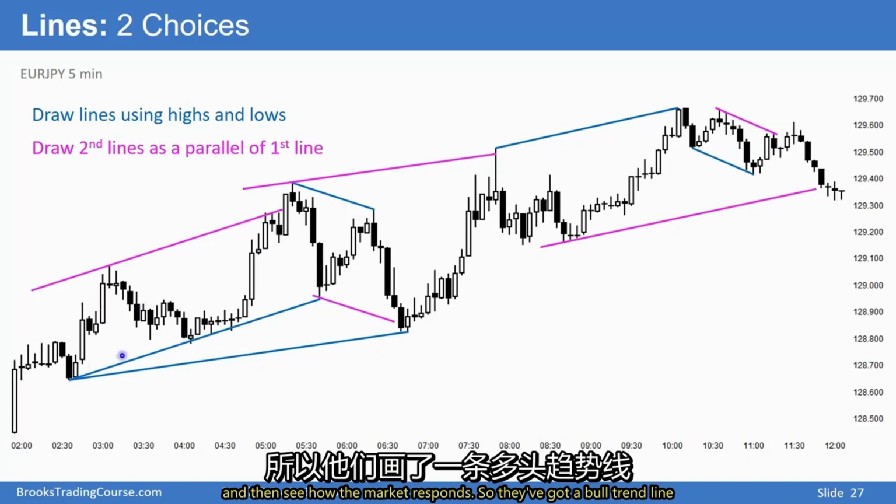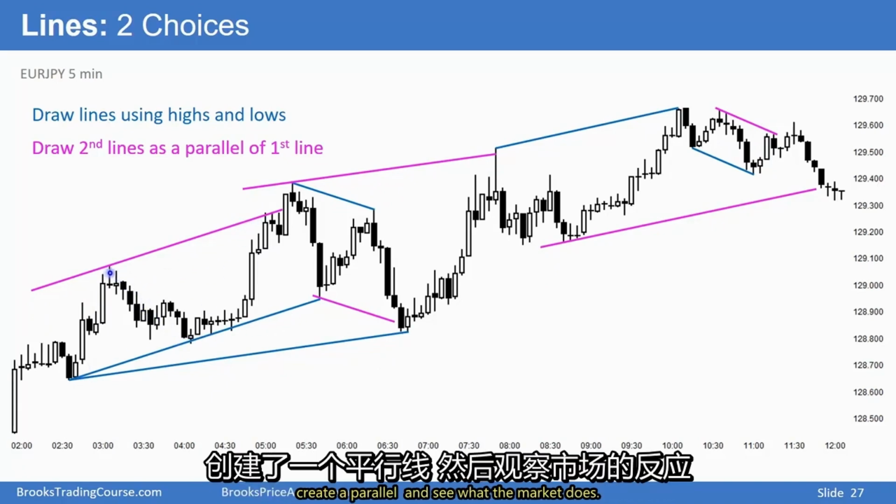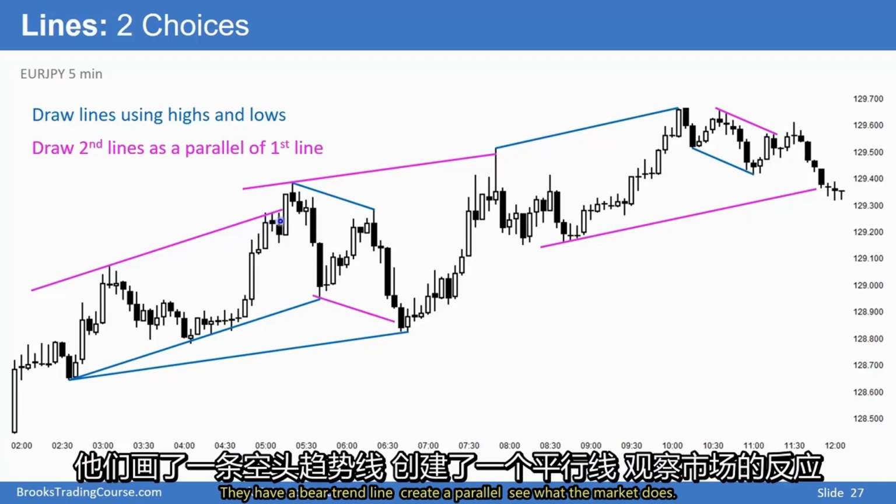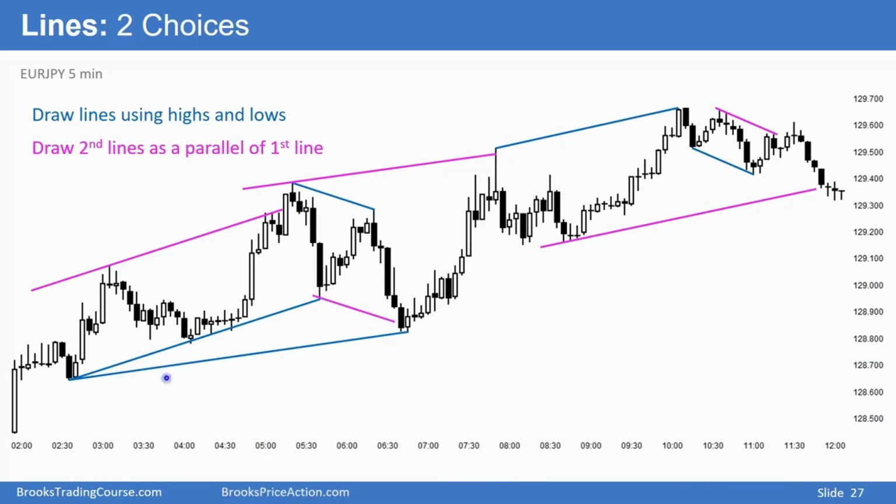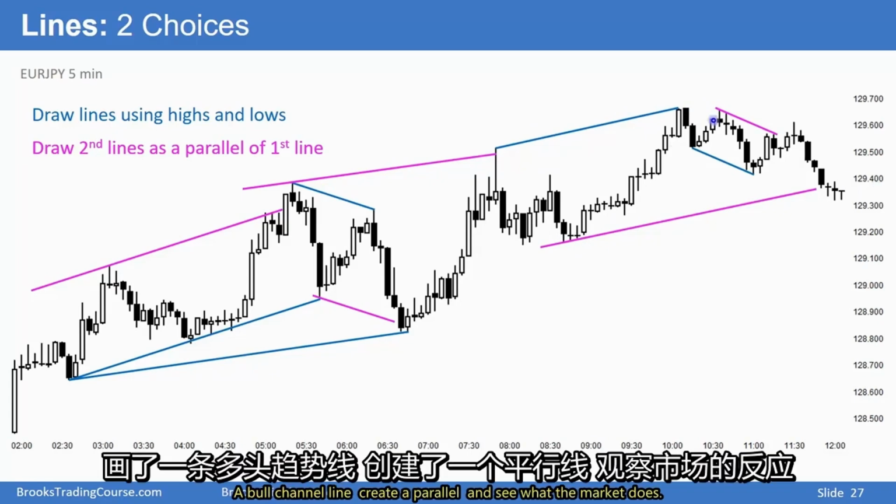So they get a bull trend line, create a parallel, and see what the market does. They have a bear trend line, create a parallel, see what the market does. A bull trend line, a bull channel line, create a parallel, and see what the market does.